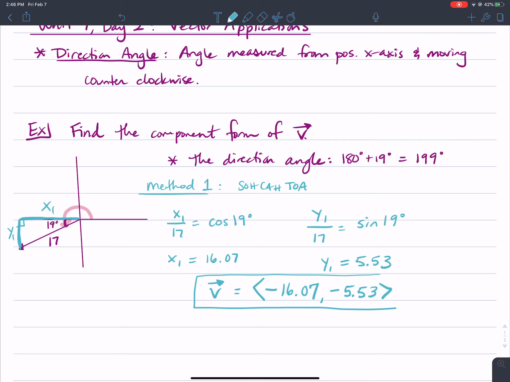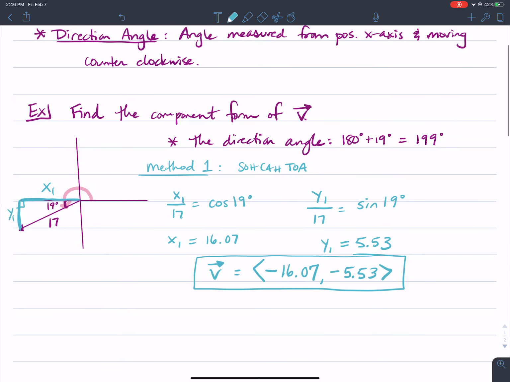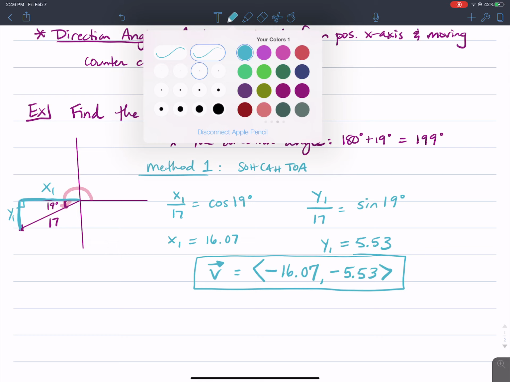This is usually how I do it. I like to draw a picture and then just use the mathematical tools that we've been using over and over again for a long, long time.